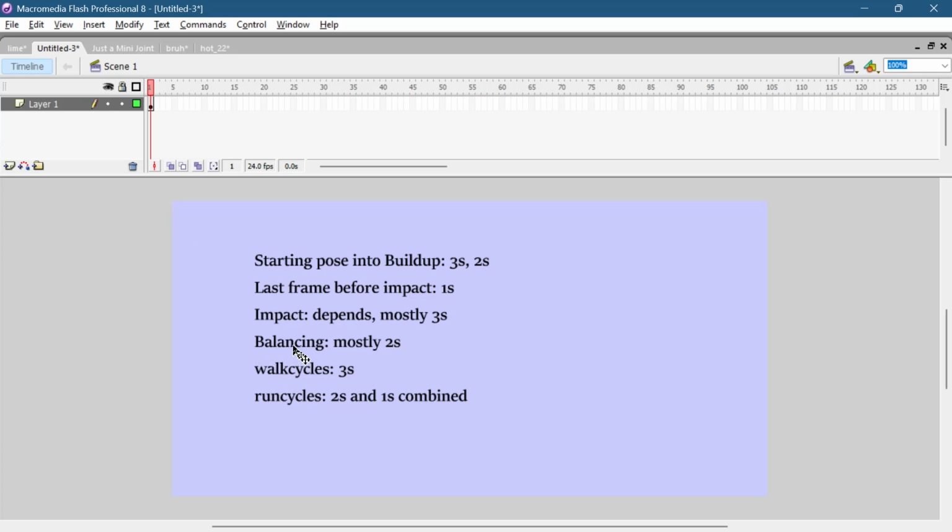The impact itself, as I said, depends. After the impact, like balancing, I mostly go back to twos. The walk cycles are on threes, and for the run cycles I combine ones and twos.